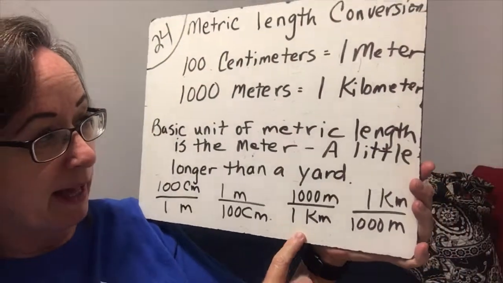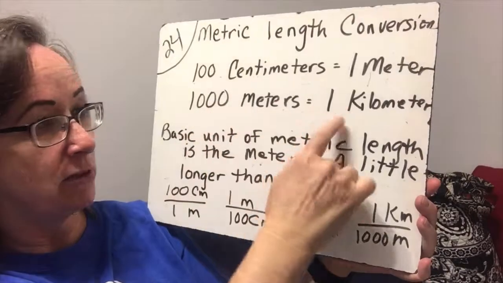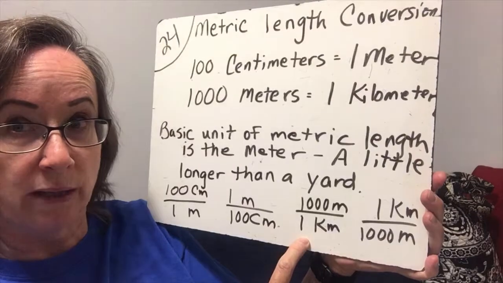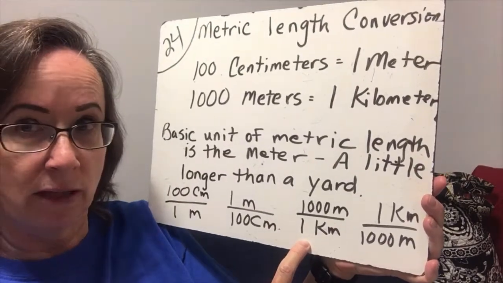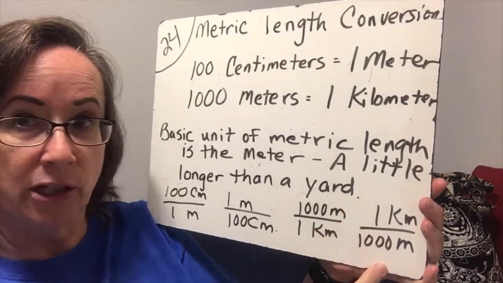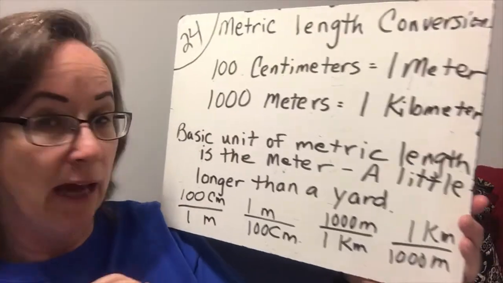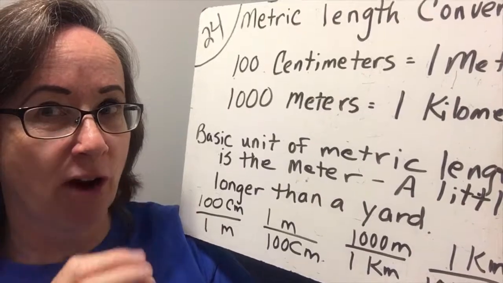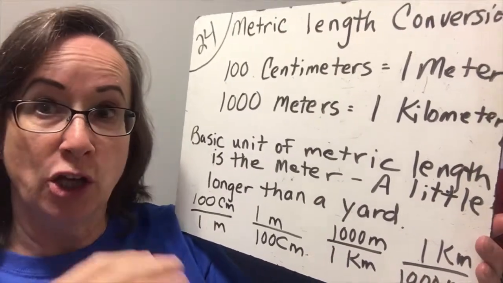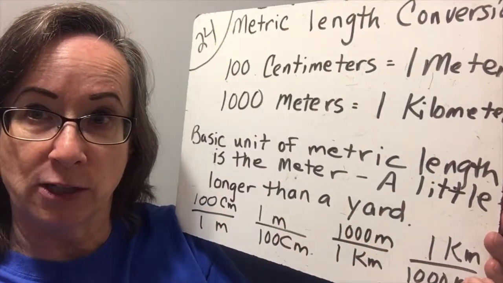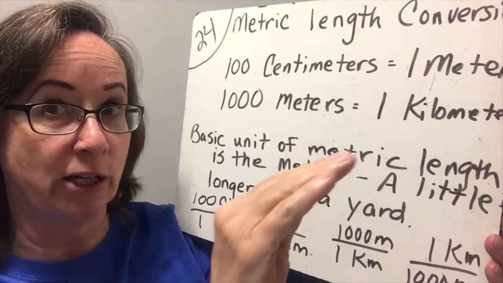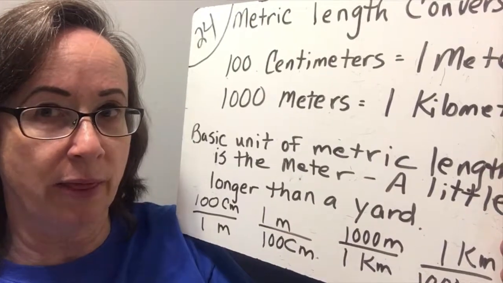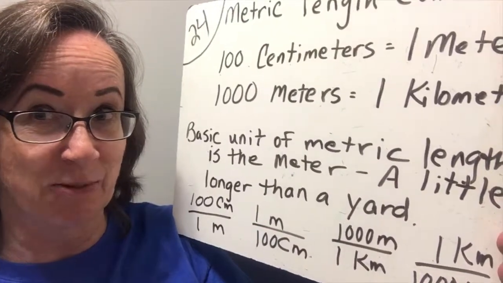Now we have this one, 1,000 meters is 1 kilometer. 1,000 meters could go over 1 kilometer in a unit conversion, or 1 kilometer could go over 1,000 meters. And remember what our rule is. If we're trying to go from one unit of measure to another, we always put the one we're going to on the top. We put the one that we're going from on the bottom.